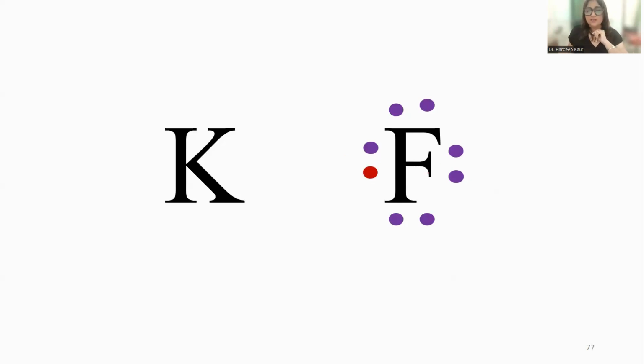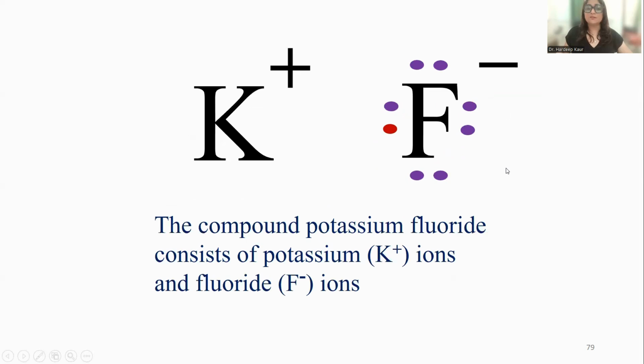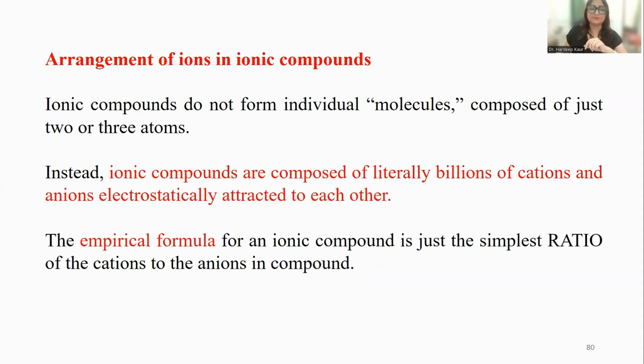Now, if you see here, this electron is very close to the fluorine atom rather than the potassium, because fluorine has a much higher electronegativity than potassium. Because of that, there is a complete charge separation. The compound potassium fluoride is composed of K positive, the cation, and fluoride, F negative, the anion.